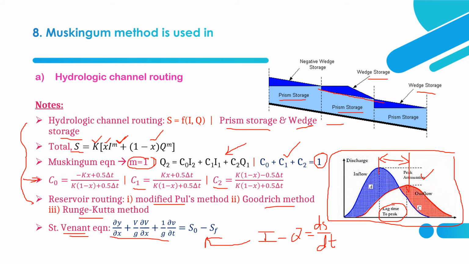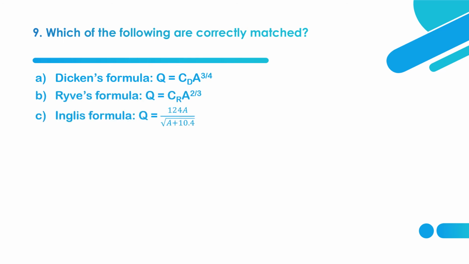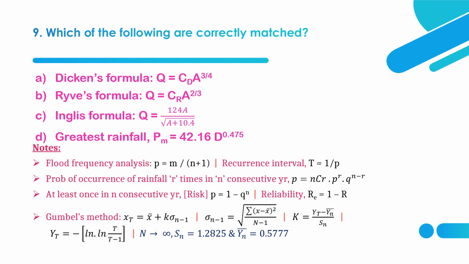Now let's see the ninth question. Which of the following are correctly matched? Dicken's formula is given as Q = C_D A^(3/4), and Ryve's formula, Inglis formula, and greatest rainfall, probability of greatest rainfall, PM, that is greatest rainfall in centimeters. All the options are correctly matched.